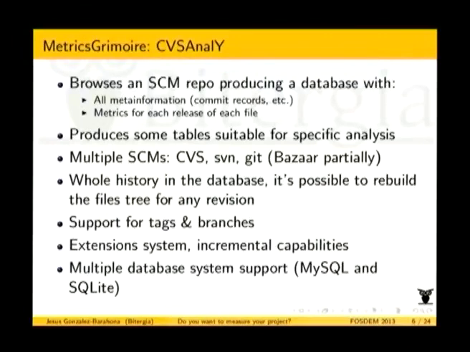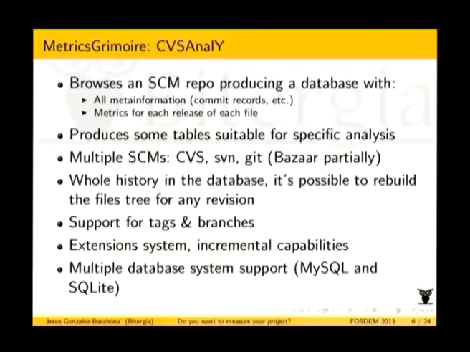Talking a bit about the main tools. First of all, you have CVS Analy, which is the older one, by the way. Basically, it goes through the source code management repository, the Git repository, the Subversion repository, and gets all the meta information. I mean, the commit records: who made the commit, when the commit was made, the comment in the commit, and it can also get metrics for every release of every file. That means that we run some tools that calculate those metrics, and you can get things like the McCabe complexity or the size of each file for all the history of that file. So with that, basically we produce some tables that are suitable for specific analysis.